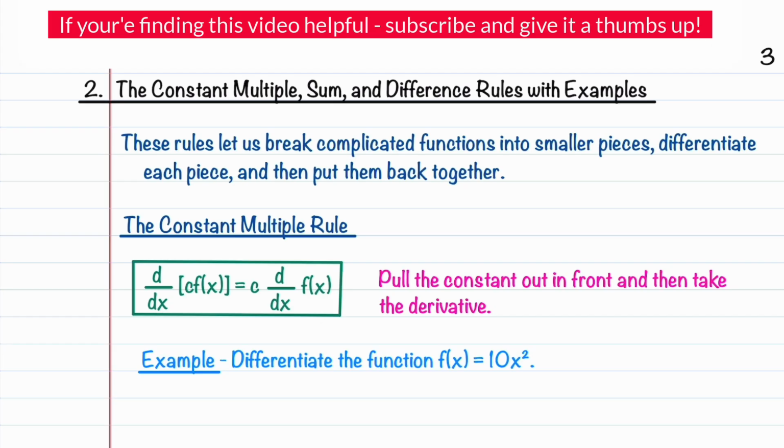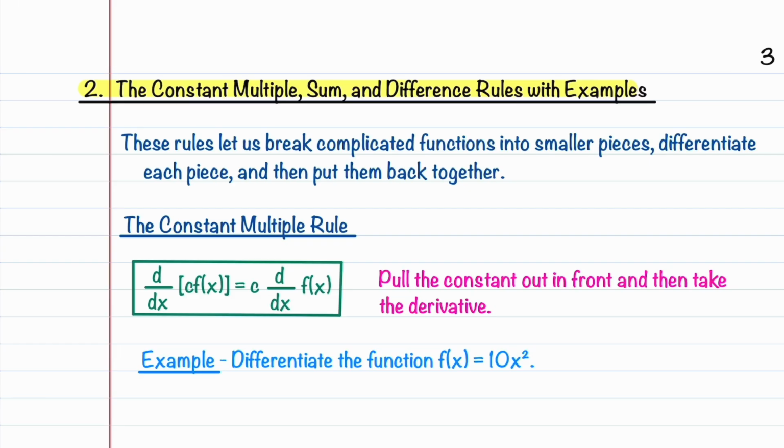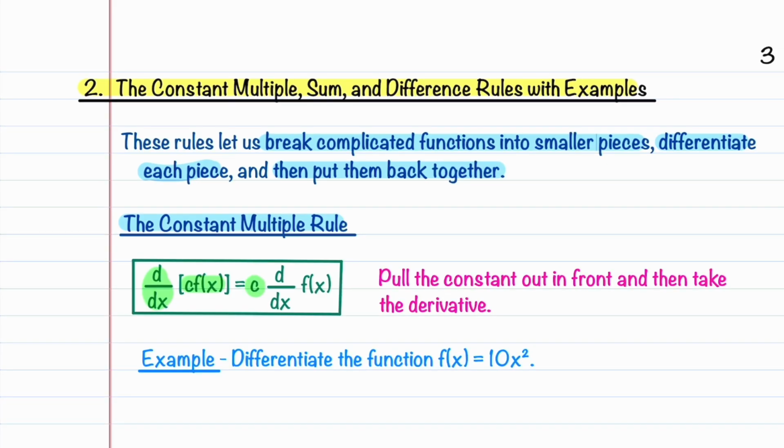We're now going to learn about the constant multiple, sum, and difference rules and walk through some examples. These rules allow us to break complicated functions into smaller pieces, differentiate each piece, and then put them back together for our final answer. The first rule that we're going to look at is called the constant multiple rule. The constant multiple rule tells us that when we take the derivative of a constant times a function, all we have to do is pull the constant out in front and then take the derivative of our function.